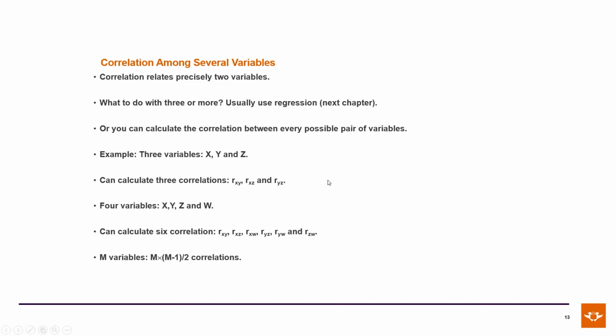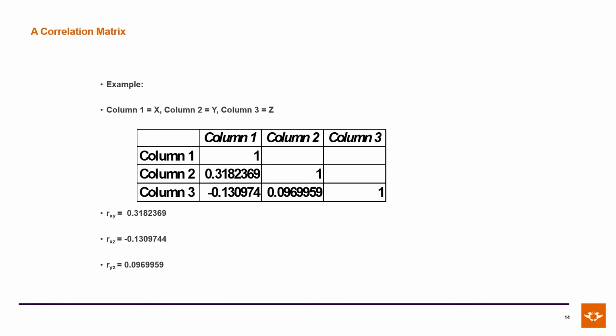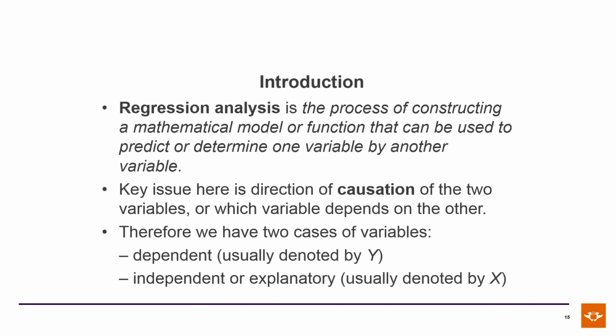And so, because we cannot conclude causation from correlation, we need a regression analysis. This is a process of constructing a mathematical model or function that can be used to predict or determine one variable by another. The key issue when we do regression, and the first thing we need to identify, is the direction of causation. We'll have two or more variables, but we'll distinguish between two groups: our dependent variable and our independent variable.